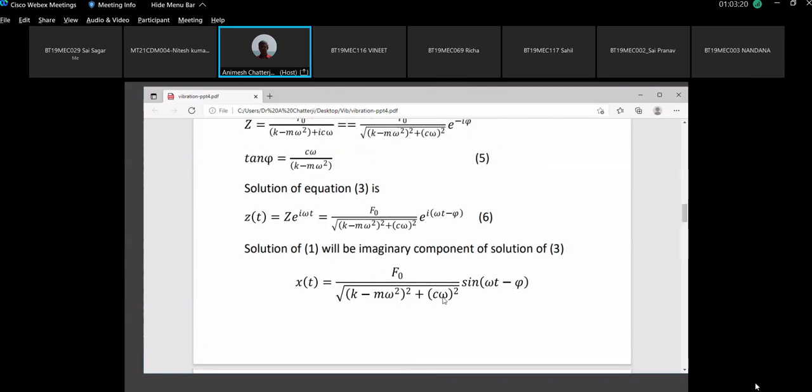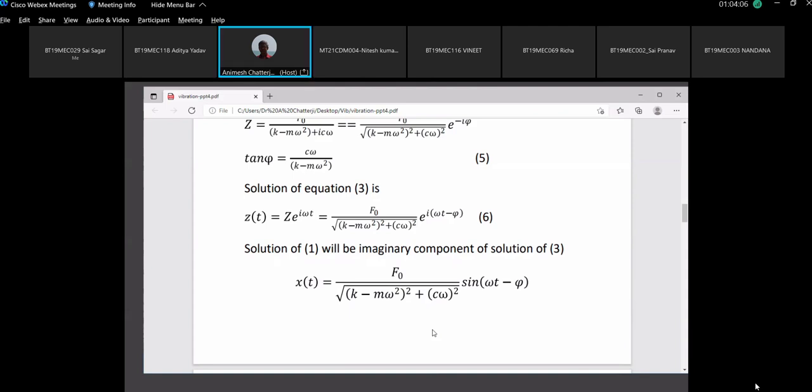What will happen if damping is 0 and omega square is equal to k by m? If c is equal to 0 and omega square is equal to k by m, that is omega is equal to natural frequency, what will happen? Vibration amplitude will become infinitely large. This is called pure resonance. If damping is absent, vibration amplitude becomes infinitely large at omega is equal to omega n.